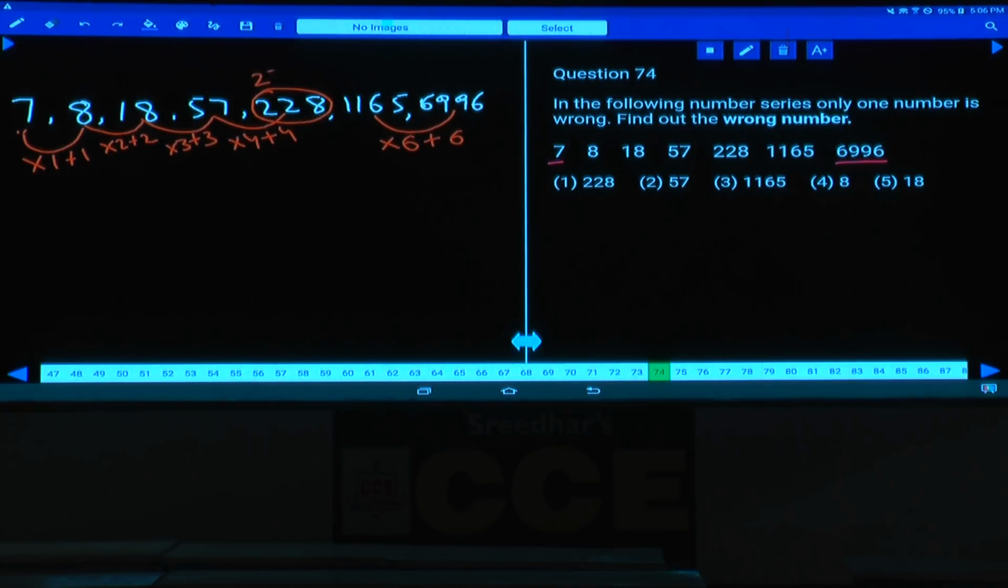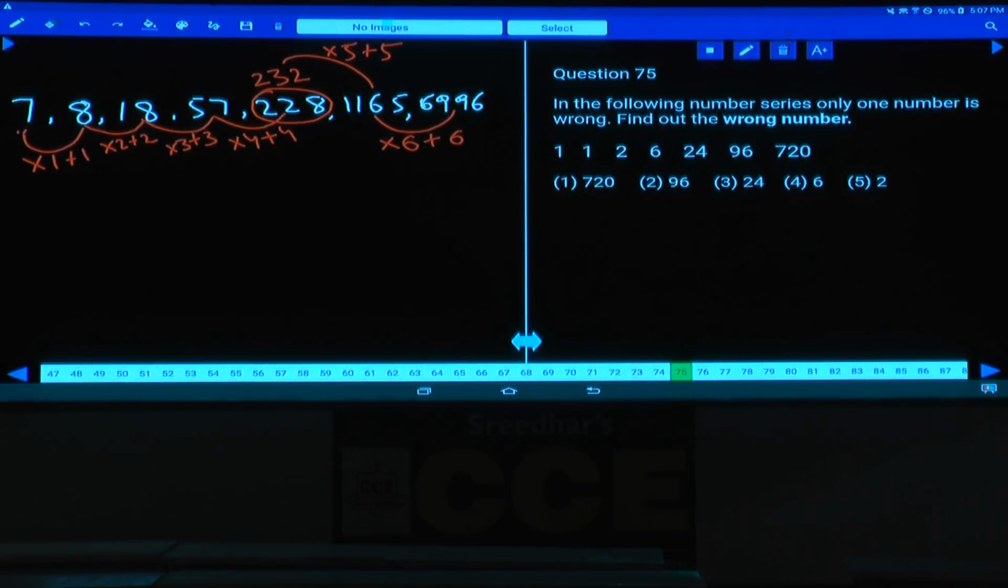If it is 232, then 232 into 5 plus 5, check out. 232 into 5 will be how much? 1160. Now 1160 plus 5, 1165. Hence what is the wrong number here? 228 is the wrong number and the correct number is 232. Choice 1. Into 1 plus 1, into 2 plus 2, into 3 plus 3, into 4 plus 4 and into 5 plus 5. Now this is about question number 74.